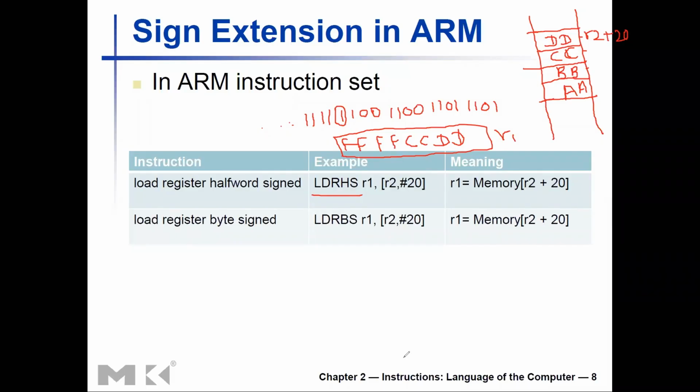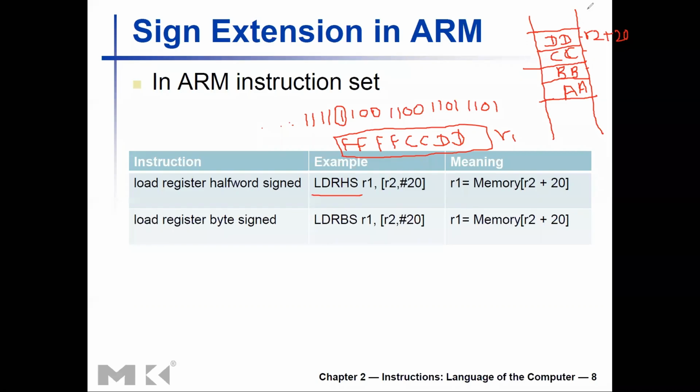R2 plus 20 means 5 blocks, 4 into 5. R2 plus 20 does not mean 4 into 4. Answer? Maybe I'm not clear about the question. So R2 plus 20 means just the starting address of the memory location we are going to access.